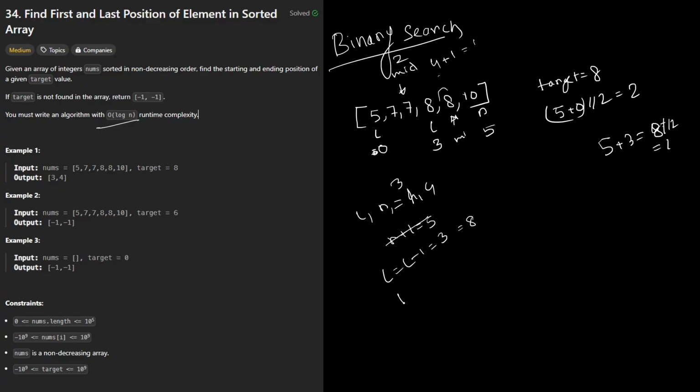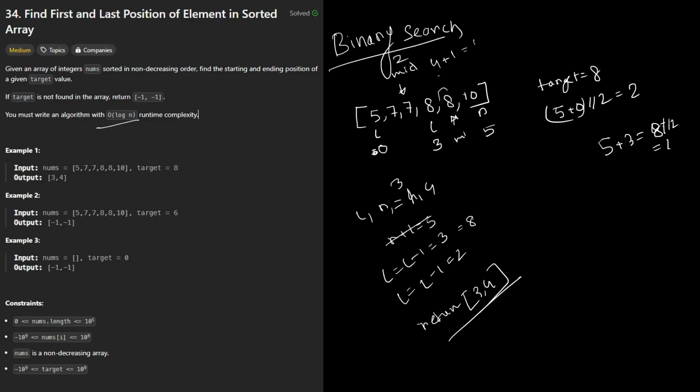We are going to decrement it again. L equal to L minus 1, which is 2. So nums of 2, right, is 7. It is not equal to 8. So we are not going to decrement it any further and going to break the loop. And the return statement that we're going to do, right, is going to be return of 3 comma 4. That would be our output. So in this way, right, we can solve this problem very, very simply.